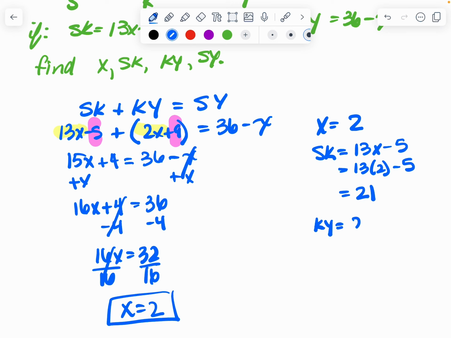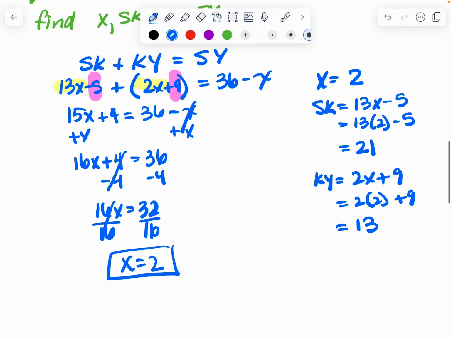KY is 2x plus 9. That's 2 times 2 plus 9. 4 plus 9 is 13. And SY is 36 minus x, which is 36 minus 2, which is 34.